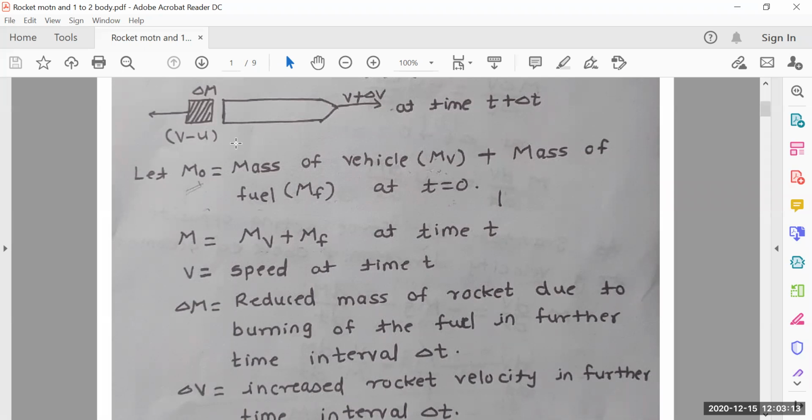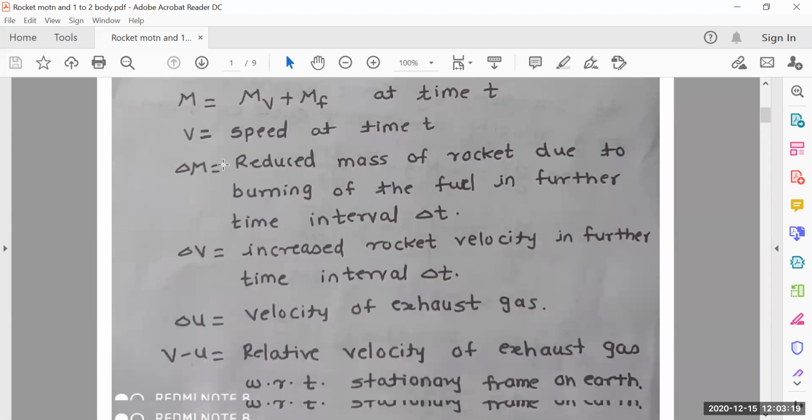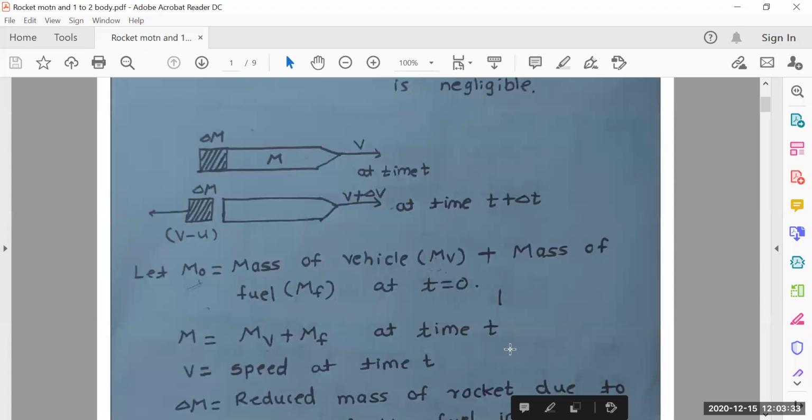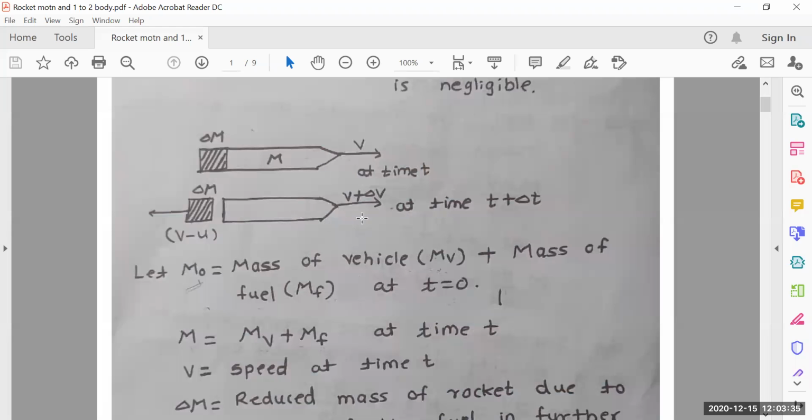Okay, now what is happening in this case is, generally v minus u, this is a very important thing you need to consider. V minus u is the relative velocity of exhaust gas with respect to the stationary frame of the gas. Suppose v is the velocity of the rocket.